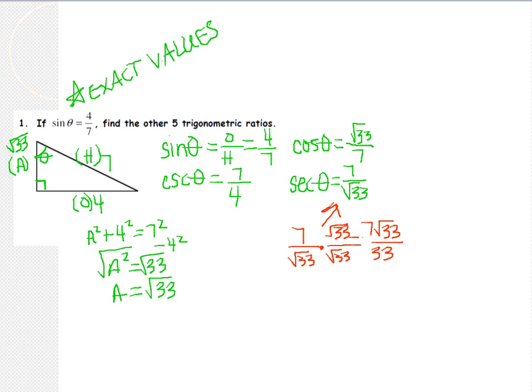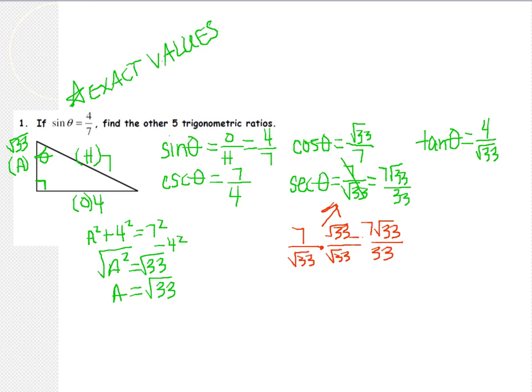So I've now rationalized my denominator. So it's 7 square root of 33 over 33, and that would be my correct form. We're next going to do the tangent of theta. So my tangent is opposite over adjacent. So my opposite is 4 over my adjacent is the square root of 33.